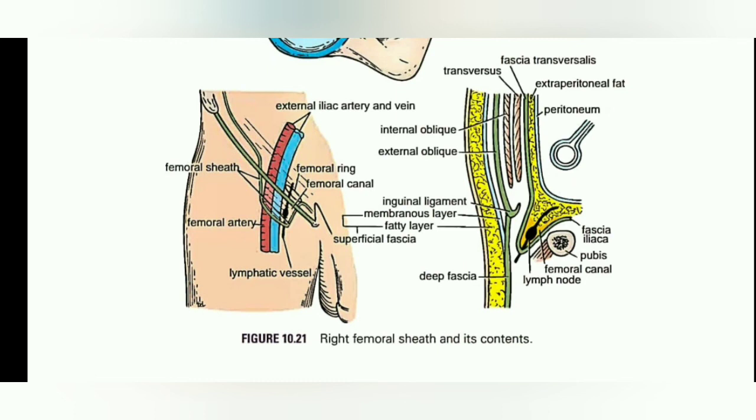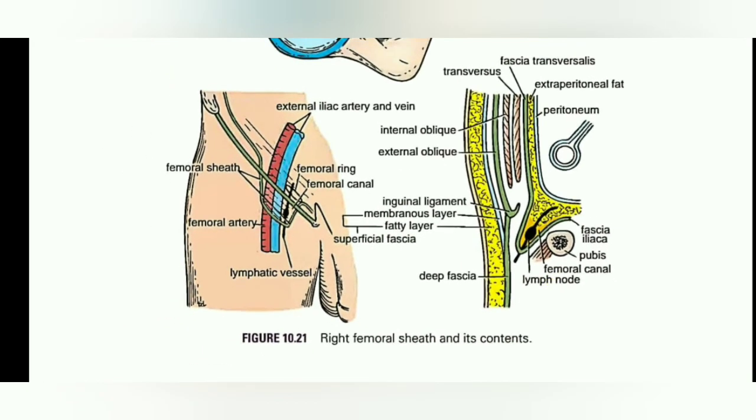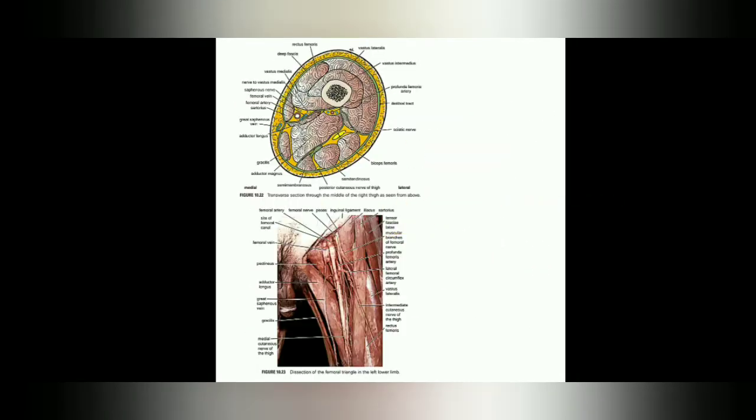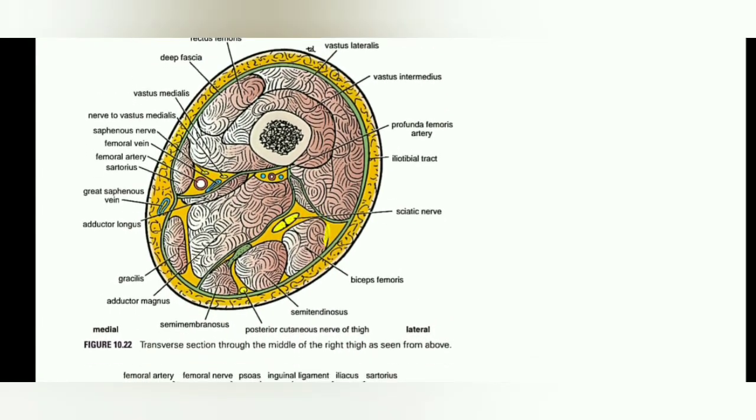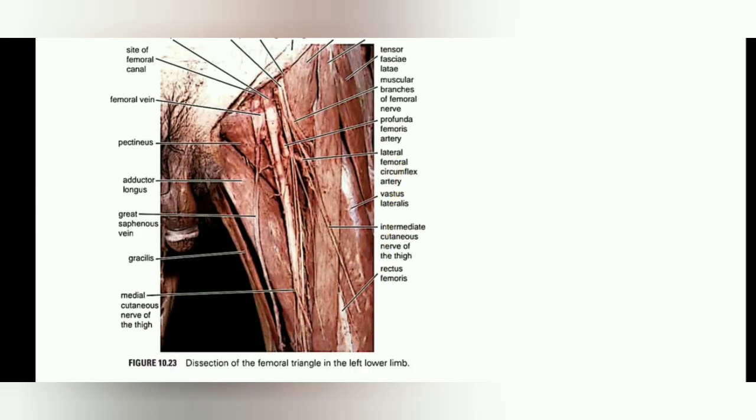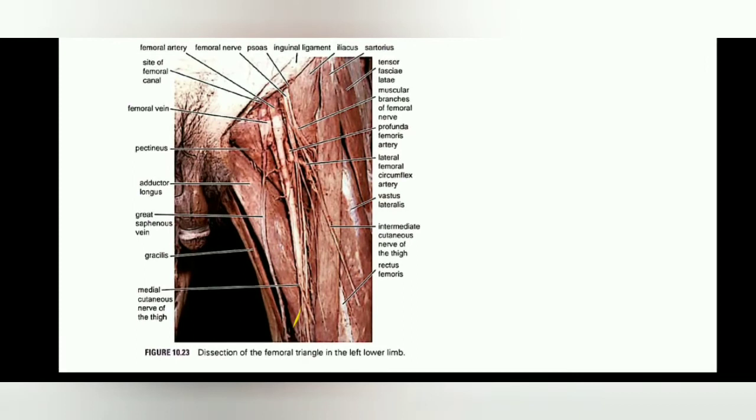In this, you can see how the femoral hernia will come on the right side diagram, and on the left side diagram you can see the vessels and the femoral canal. In this diagram you can see how the intermuscular septum has divided the thigh into its compartments, and what all muscles are present in the transverse section of the thigh. So you can pause and see those diagrams. These are very good diagrams.